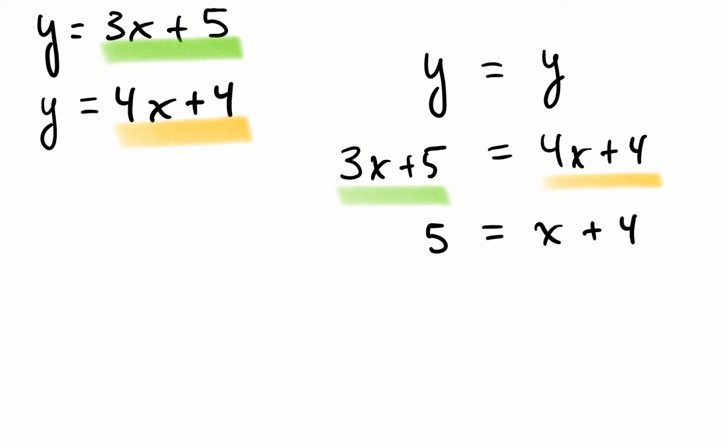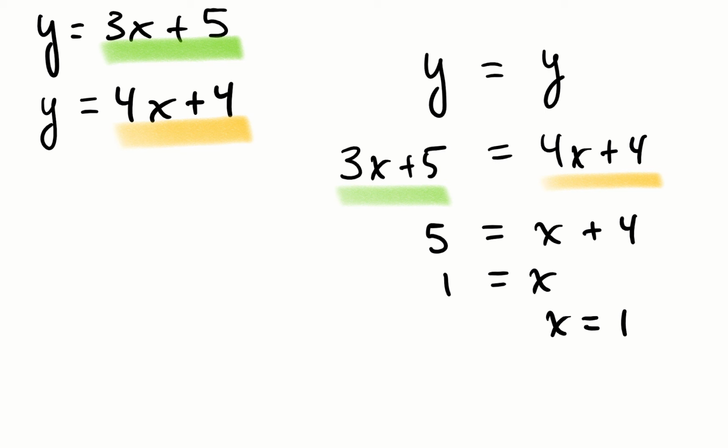When I do that, I subtracted 3x. And then I'm going to subtract a 4 from both sides. When I do that, I get on the left-hand side the number 1, and on the right-hand side, I get x. So I know that x is 1. Now that I know that x is 1, I need to figure out what y is, and it doesn't matter which equation I choose, both should work.